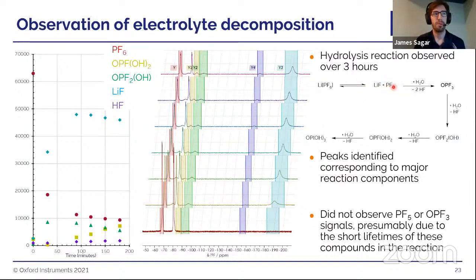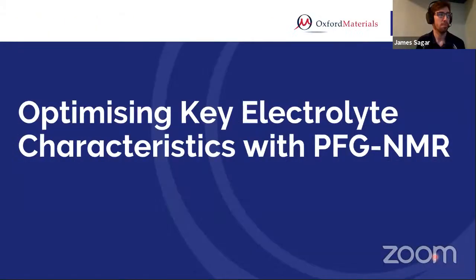But this PF5 must be very short-lived, as we don't tend to see a signal for it. And as we continue over time, we see an initial buildup of phosphodifluoric acid, and then a breakdown into phosphofluoric acid. And that's clearly very useful for understanding these decomposition paths.